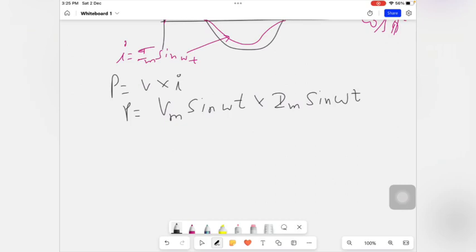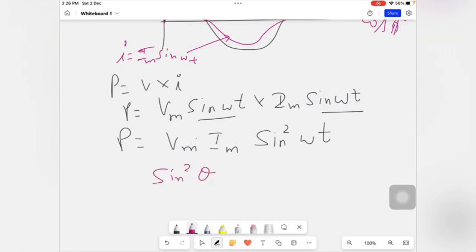Now I will simplify this. P is equal to Vm into Im into sin square omega t. Sin omega t into sin omega t can be written as sin square omega t. We know that the trigonometric function sin square theta can be written as (1 minus cos 2 theta) by 2. Here what is theta? Theta is omega t.